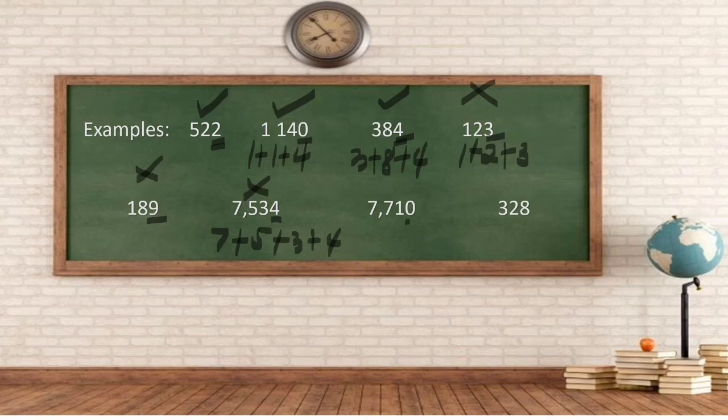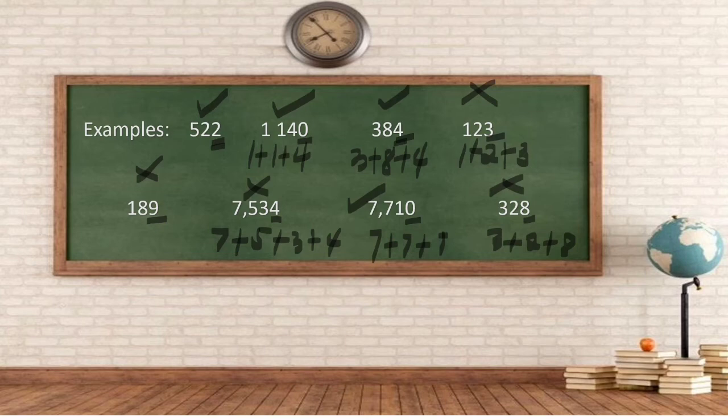7,710. This is divisible by 2. 7 plus 7 plus 1, 15. So this is divisible by 2 and 3. So this is also divisible by 6. 328. Divisible by 2. 3 plus 2 plus 8 is equal to 13. So this is not divisible by 6.